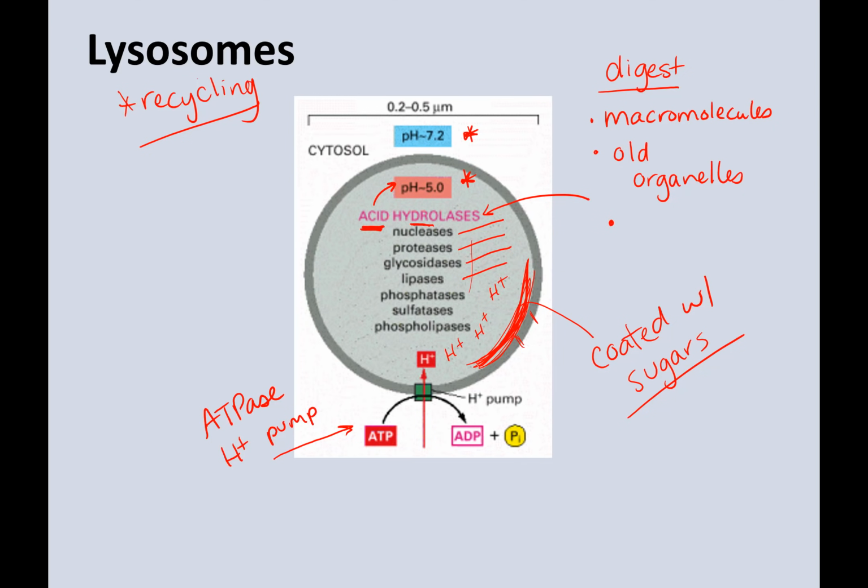The last thing that lysosomes are important for digesting is foreign substances. So something that's taken in through phagocytosis will merge with a lysosome and be digested. So your macrophages will take in bacteria and they'll be digested, broken up into smaller parts.